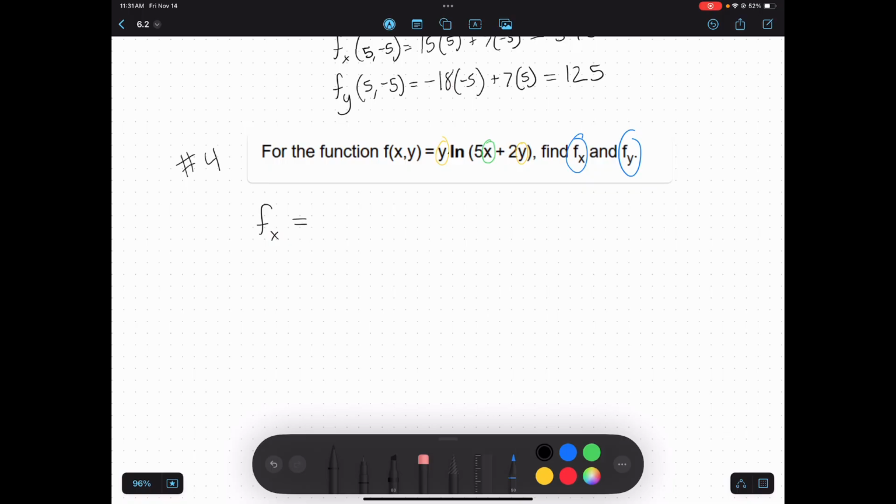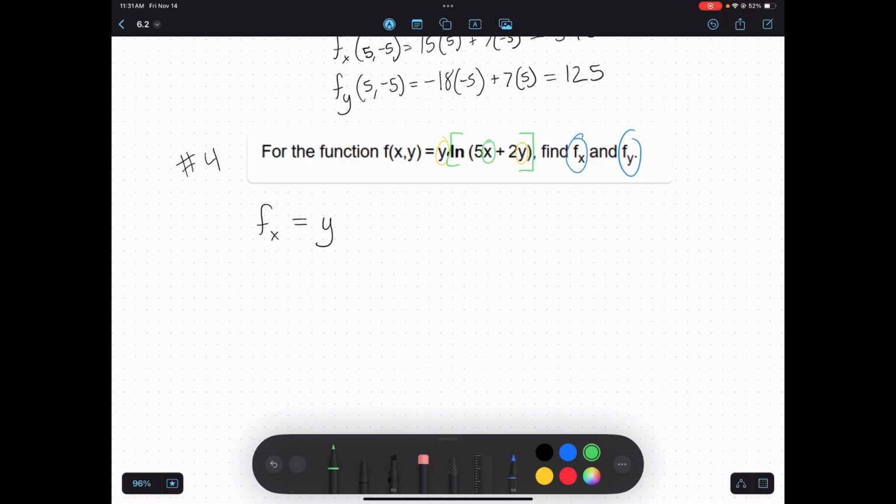I have y times this natural log function, but remember, we're not treating y as a function. We're treating y as a constant, meaning do I need to use product rule for this partial derivative? No, I don't need to use product rule. I can just keep the y there and focus on the derivative of this piece right here.